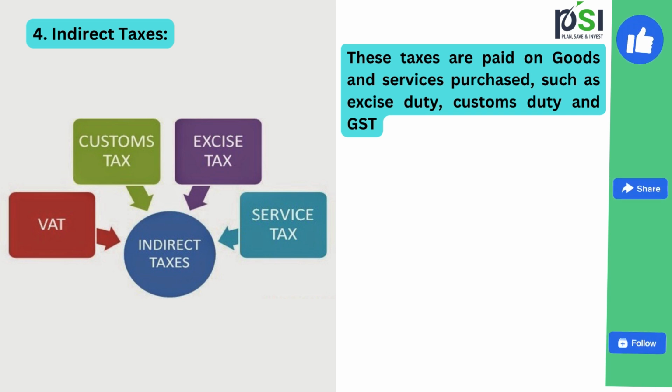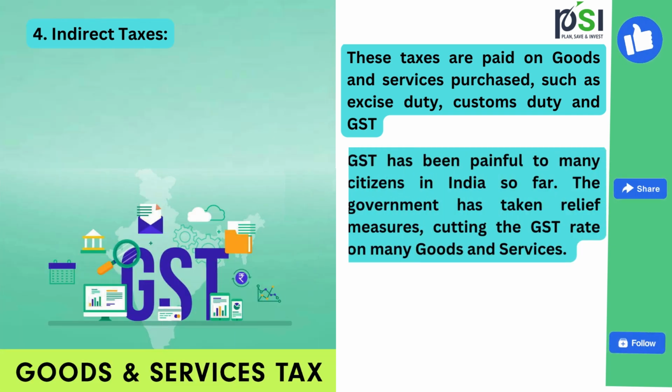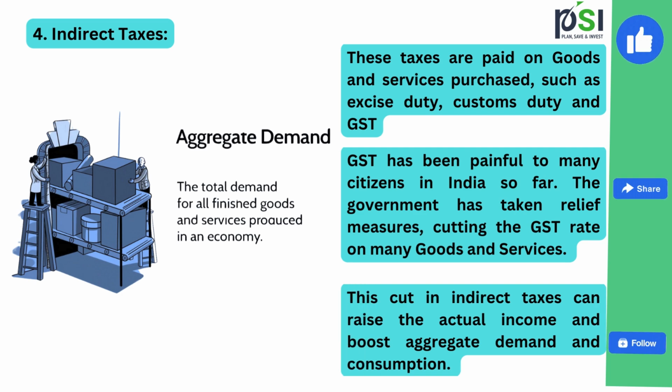There is no cost for the Indian government to make changes in indirect taxes. GST has been painful to many citizens in India so far. 18% GST is not justifiable when citizens are paying 30% tax above 15 lakhs. So the government has taken relief measures, cutting the GST rate on many goods and services. The cut in indirect taxes can raise the actual income and boost aggregate demand and consumption.